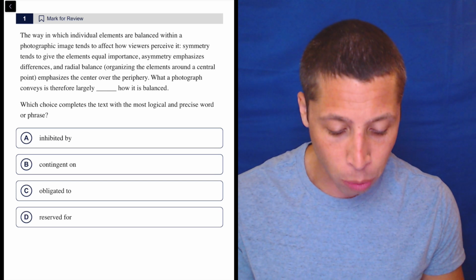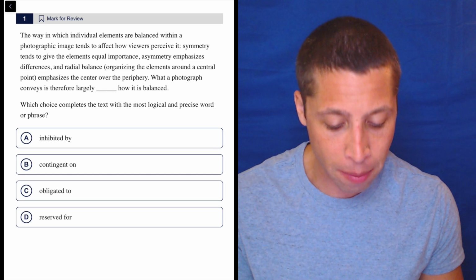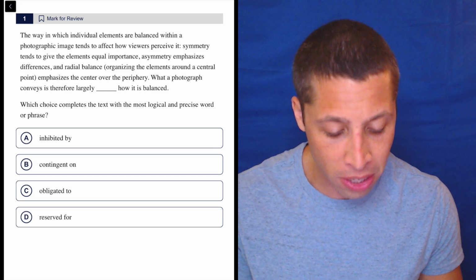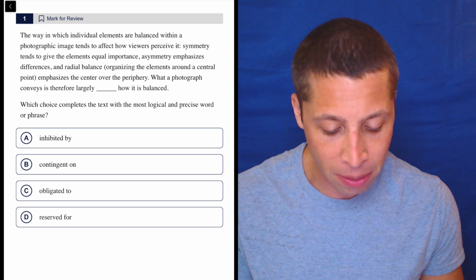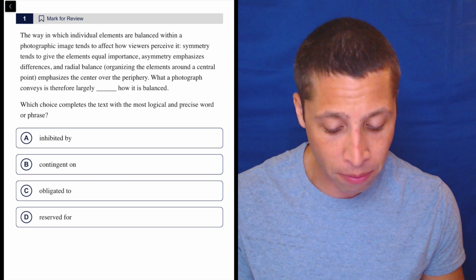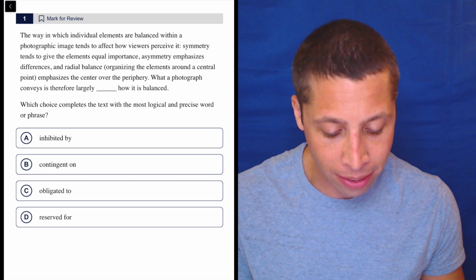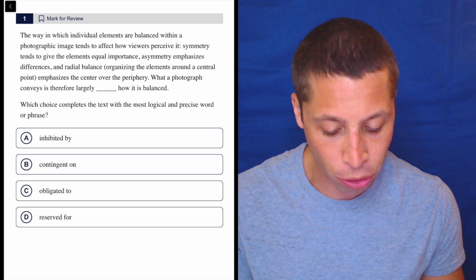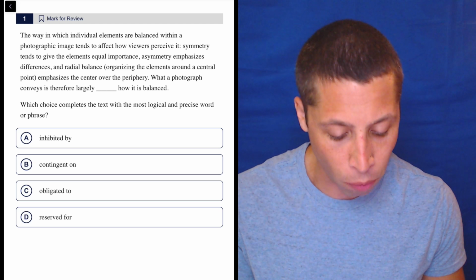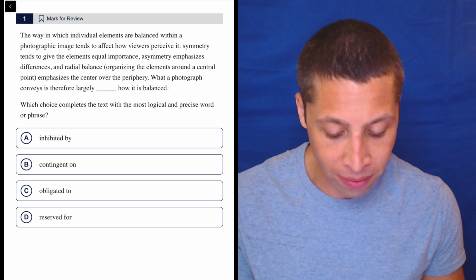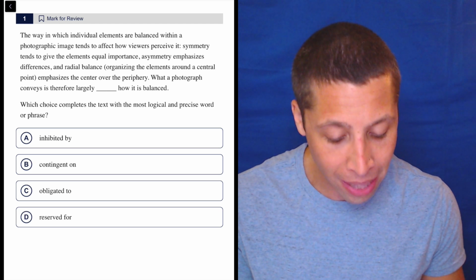The way in which individual elements are balanced within a photographic image tends to affect how viewers perceive it. Symmetry tends to give the elements equal importance, asymmetry emphasizes differences, and radial balance, organizing the elements around a central point, emphasizes the center over the periphery. What a photograph conveys is therefore largely blank how it is balanced.